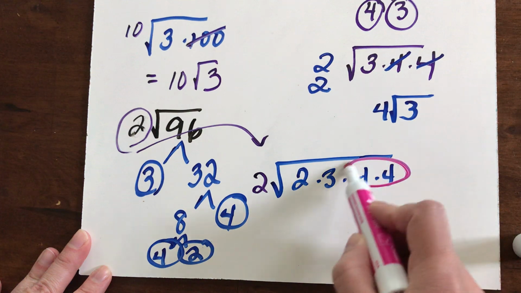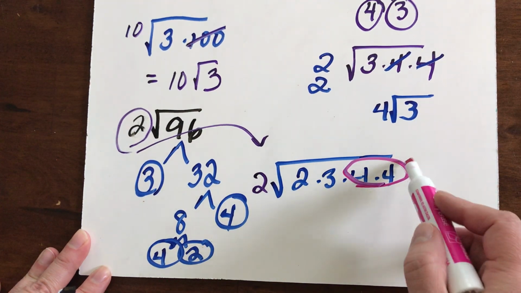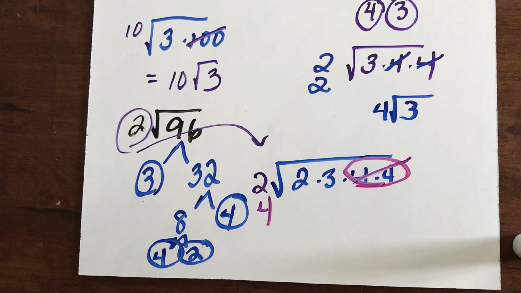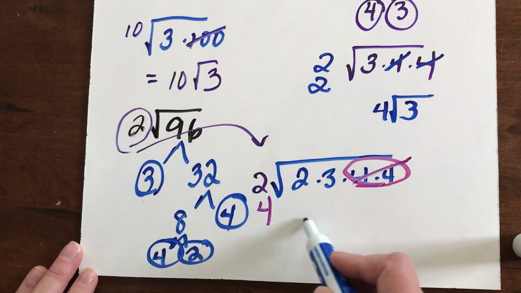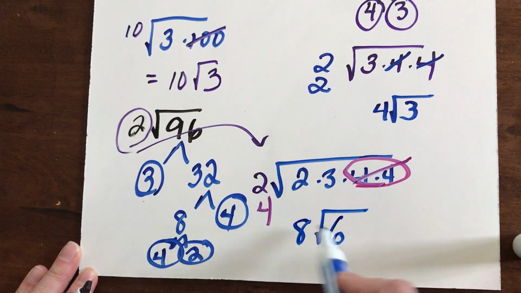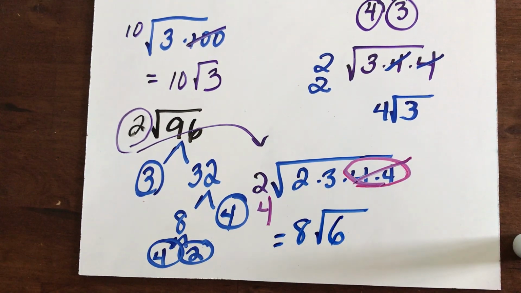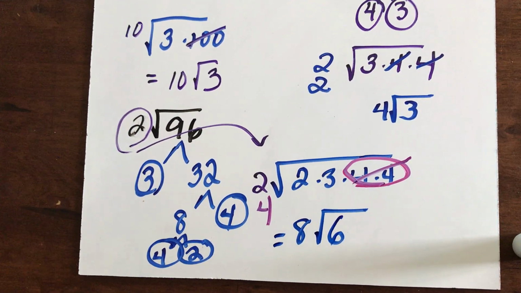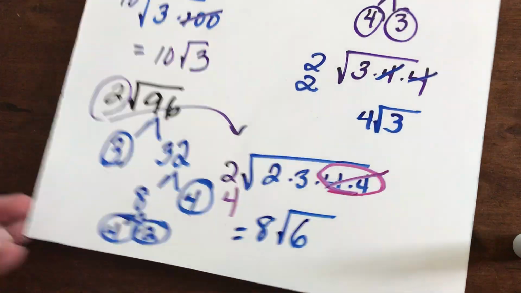Again, I would circle this and say in my head, well, 4 times 4 is 16. Square root of 16 is 4. So then the numbers on the outside I multiply together. 2 times 4 is 8. The numbers on the inside I multiply together. 2 times 3 is 6. So your answer for 2 times the radical of 96 would actually be 8 times the radical of 6. That's the exact answer. Okay? All right.